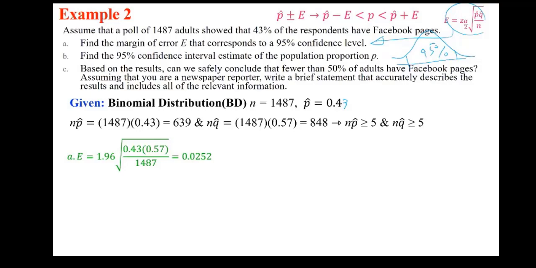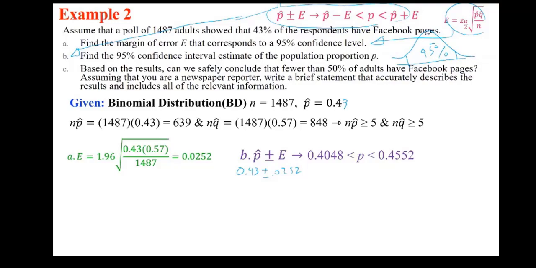You need that to come up with B. Now, what is the answer to part B? This is the answer to part B: p hat plus or minus E. So p hat, which is 0.43, all you have to do is add and subtract this number. In other words, you write down 0.43 plus or minus 0.0252. Subtract this number from 0.43 and it becomes 0.4048. Add and it becomes 0.4552.